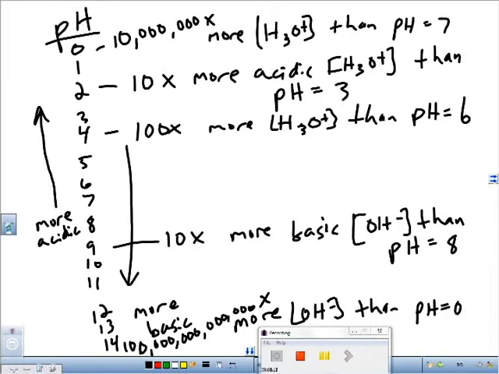Good question. Does it make a bigger difference to go from 5 to 4 or from 0 to 1? No. Every jump is 10 times, so it's not any harder to make the jump from any spot to any other spot.